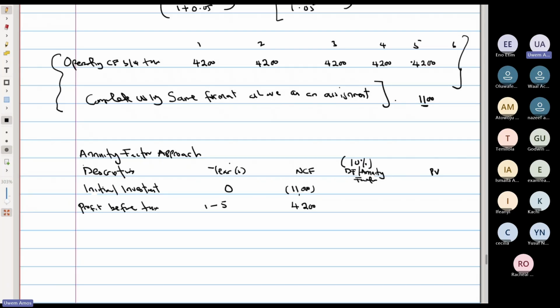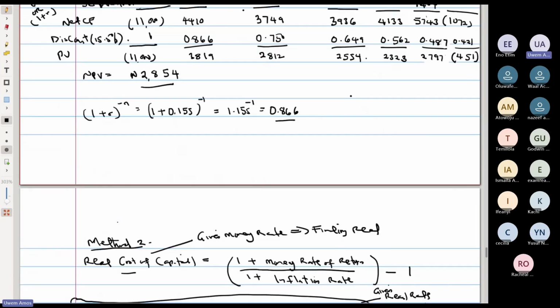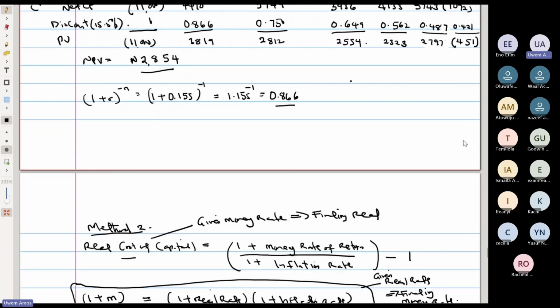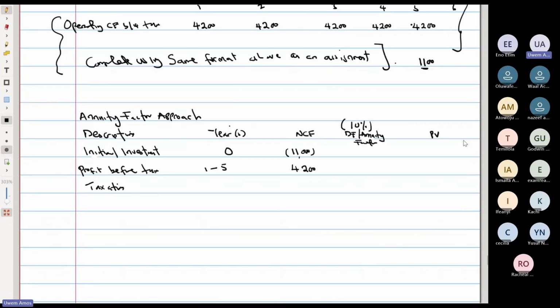Our tax. Don't forget our tax is payable 1 year in arrears. So from our computation, you can see that the tax is paid from year 2 to year 6. So our tax is from year 2 to year 6 because it's payable 1 year in arrears. So the period we pay would be year 2 to year 6. And then I'm going to come back to what the value is.